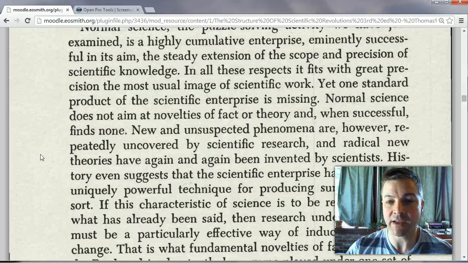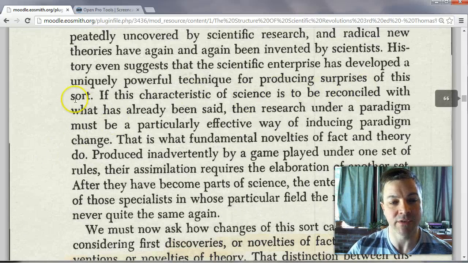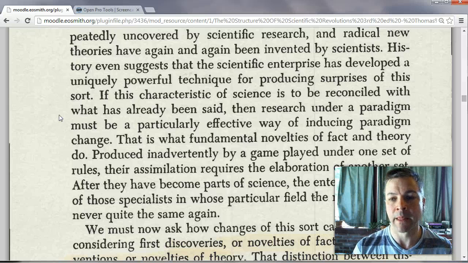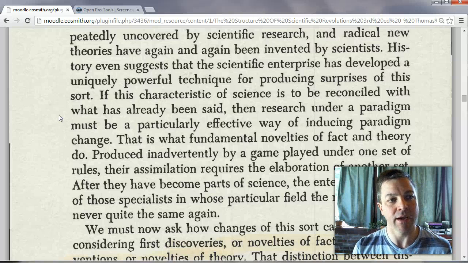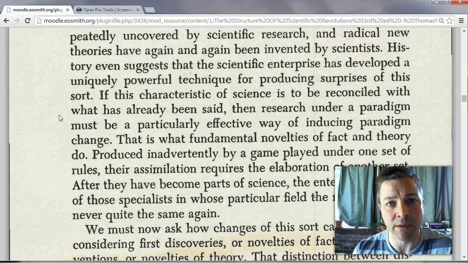"History even suggests that the scientific enterprise has developed a uniquely powerful technique for producing surprises of this sort. If this characteristic of science is to be reconciled with what has already been said, then research under a paradigm must be a particularly effective way of inducing paradigm change." Remember, a paradigm is not a theory, it's a whole way of looking at the world. Right now, we are under a paradigm of looking at the world in a certain way. For example, evolution is a paradigm: Darwin's, or neo-Darwinism, this way of looking at the biological world.